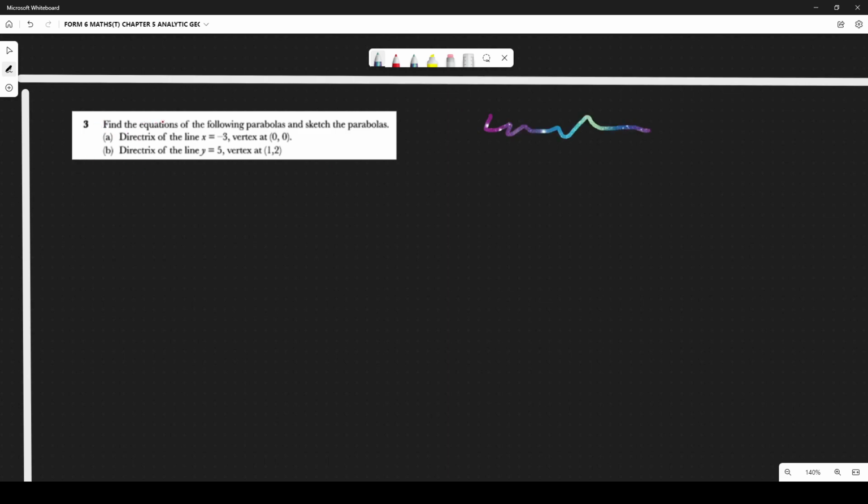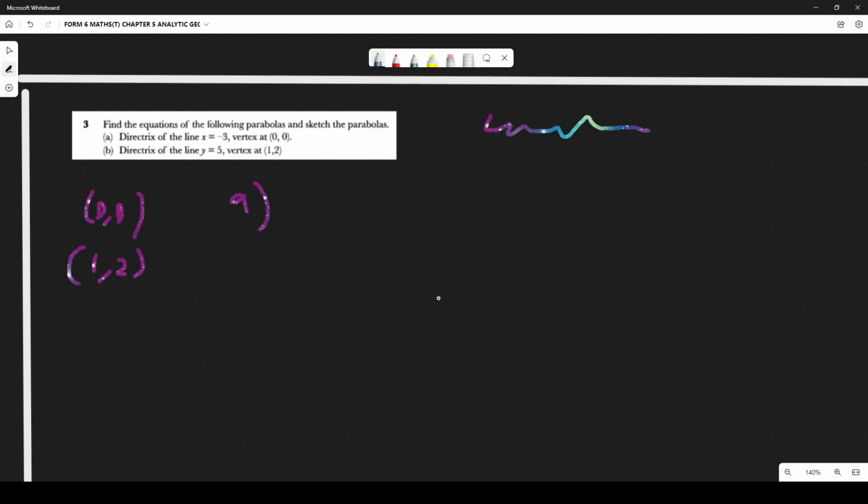All right. Find the equation of the following parabolas and sketch the parabolas. A: directrix of the line x equals negative 3, and B: directrix of the line y equals 5. The vertices are at 0, 0 and also 1, 2. Okay, let's just go through this question quite easily. So how will this look?